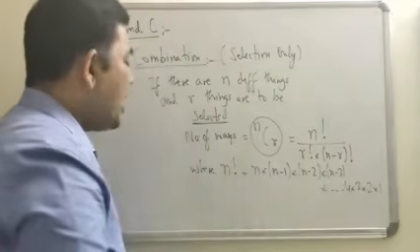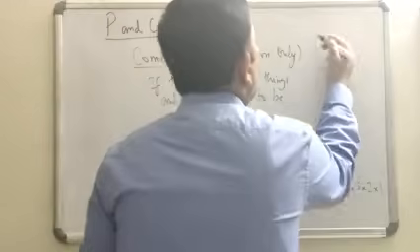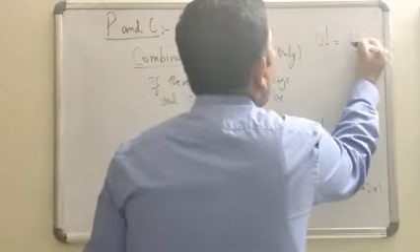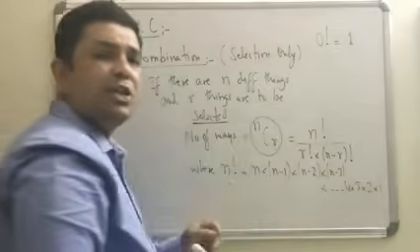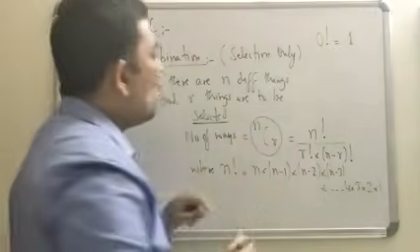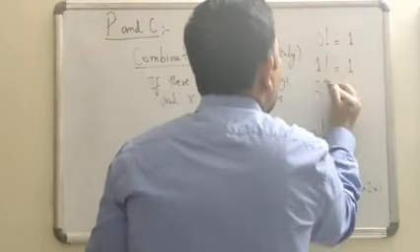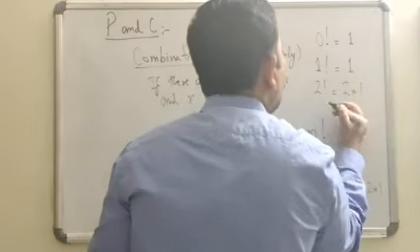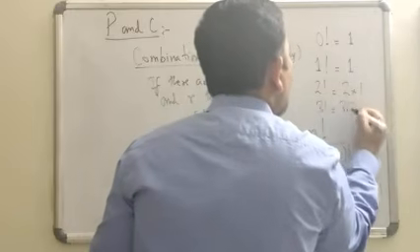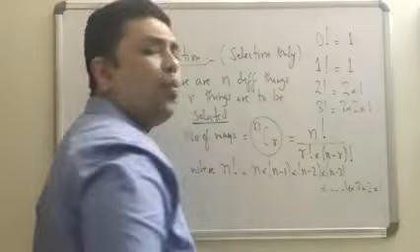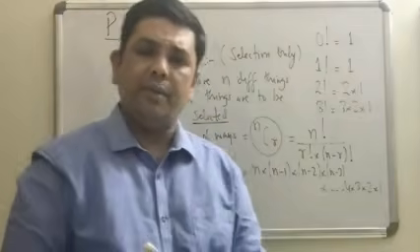Just to maintain continuity, I hope all of us are aware that 0 factorial, by definition, is 1. 1 factorial is also 1. 2 factorial is 2 into 1. 3 factorial is 3 into 2 into 1, and so on.